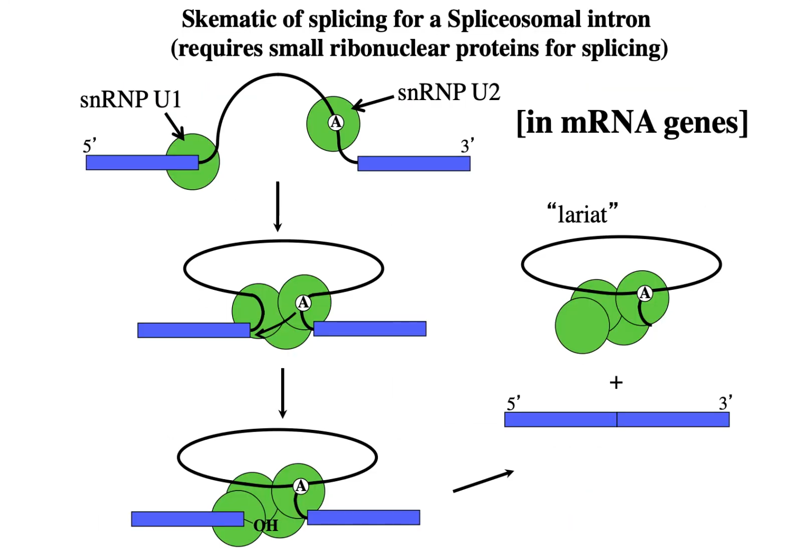Spliceosomal introns splice in a very similar way to group 2 introns, except for the fact that they rely on snRNPs, SNRPs, which are small nuclear ribonuclear proteins. SNRP1 binds to the 5' exon intron border, and SNRP2 binds to the A nucleotide region. And so the reactions are similar, although they rely on these particles that have RNA and proteins together.